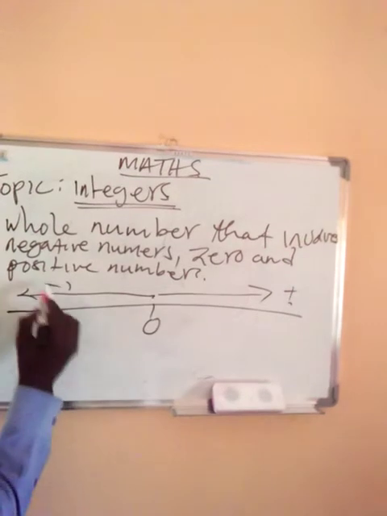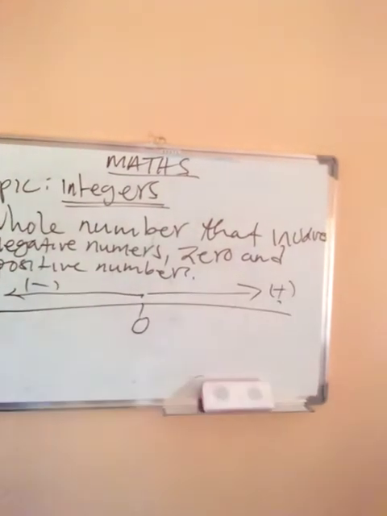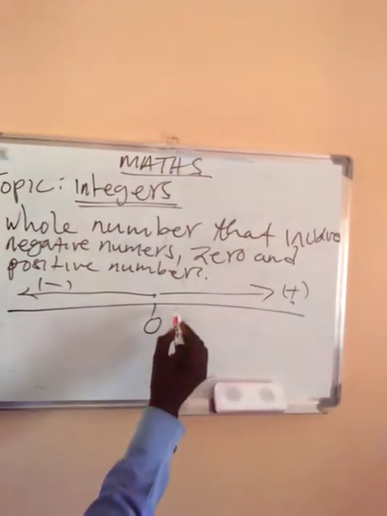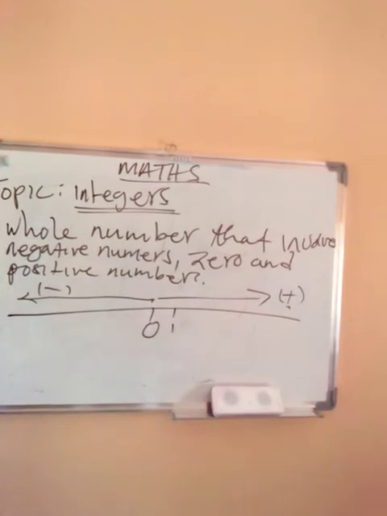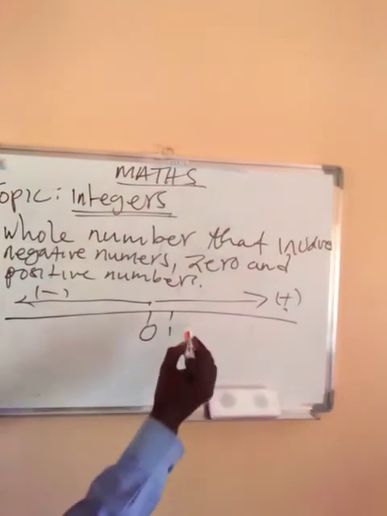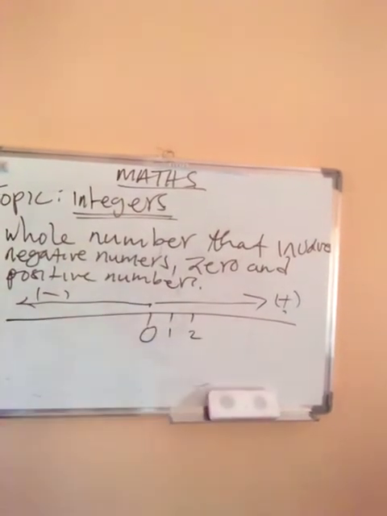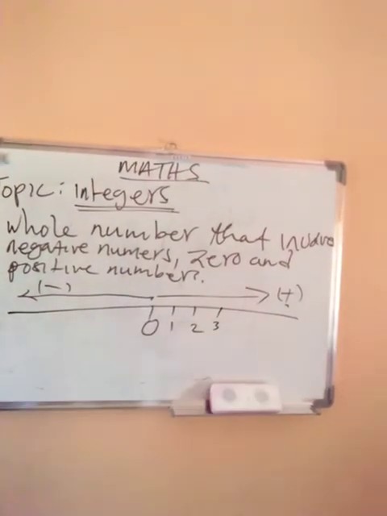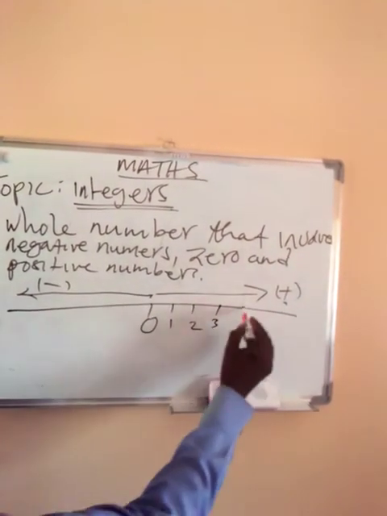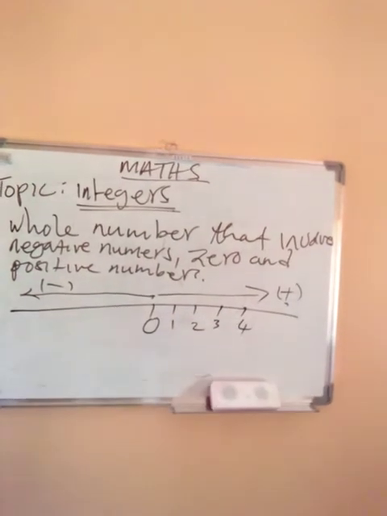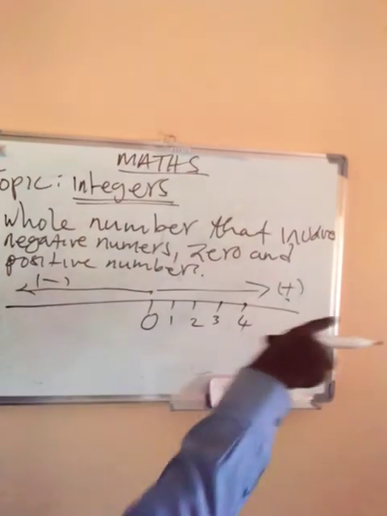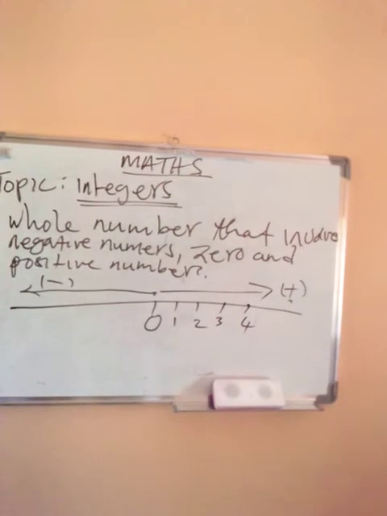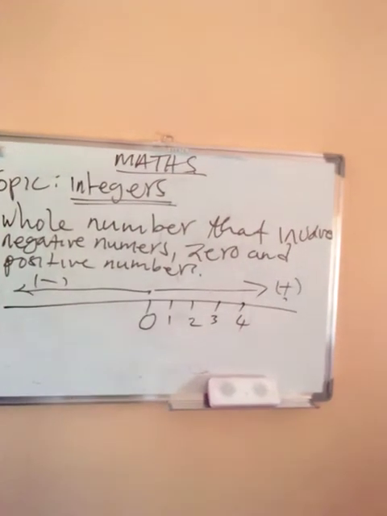Symbol. Negative, positive. Okay, for example, we have got this number here is 1. Positive 1. This number here 2, positive 2. This number here 3, positive 3. This number here 4, positive 4. So as we go further to the right direction, we are gaining a positive number.